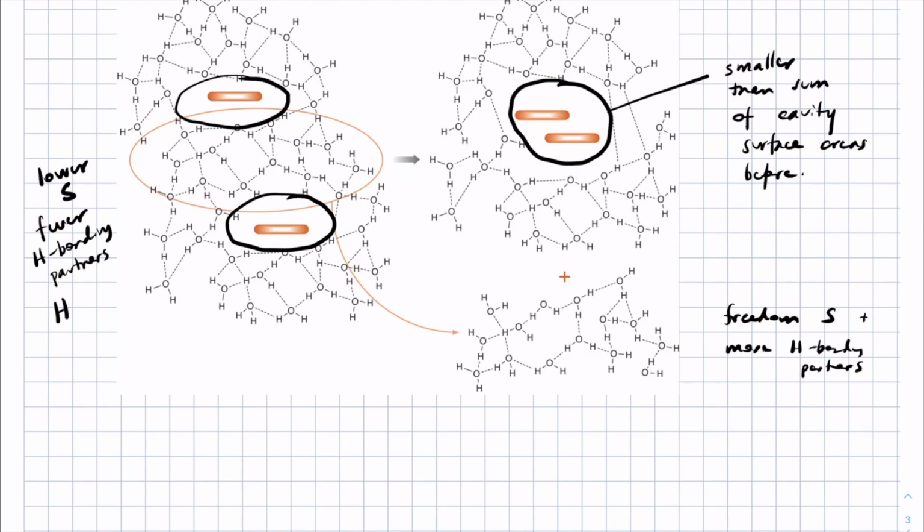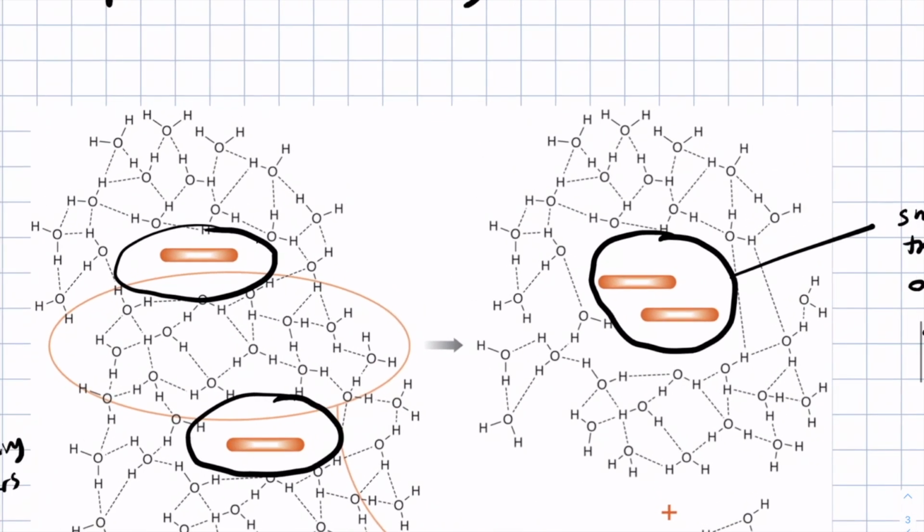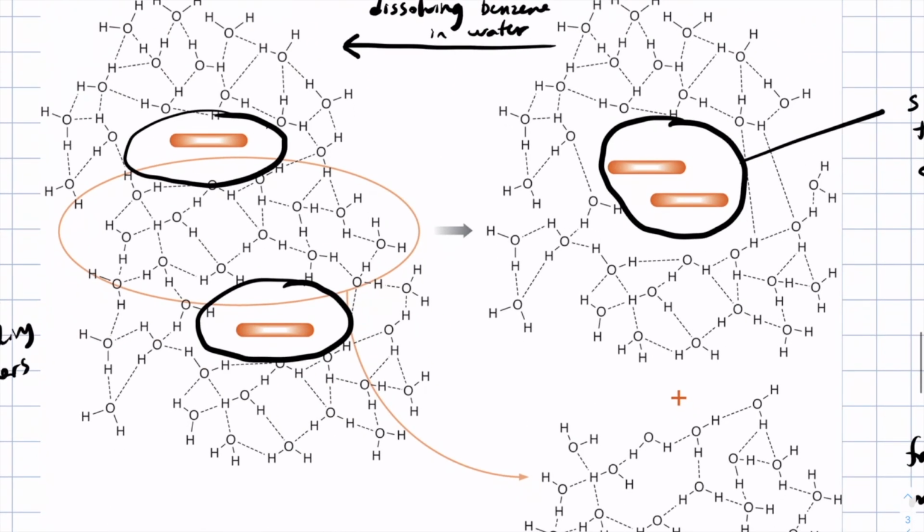So a key hallmark, a couple of ways we can interpret this diagram. If we go from left to right, this is like dissolving a crayon in water, or dissolving benzene in water as an example, or vegetable oil in water. Not favorable, right? Or going in this direction, that could be protein folding.